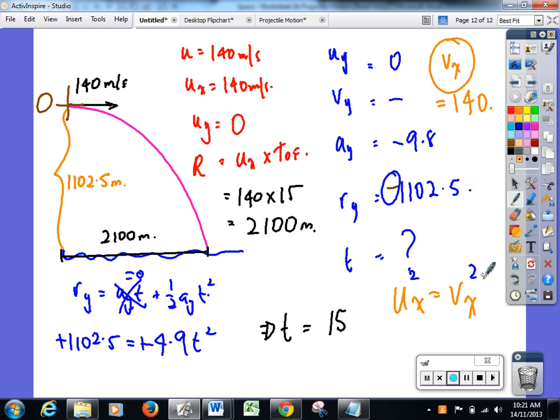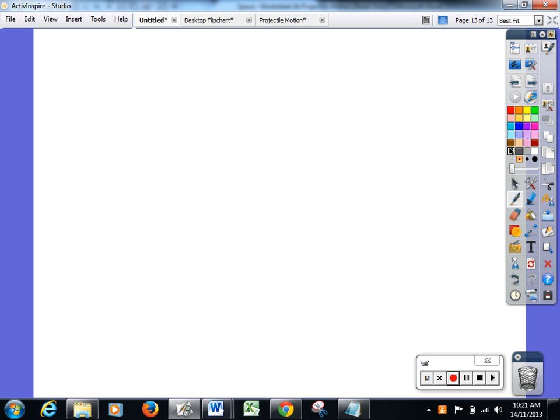Now we want to find Vy on impact. Vy is how fast it was moving downward when it strikes the ocean. To find Vy, this is the one that we're trying to find. So let's go to our UVART system again. Now, what is Uy for all of this motion? 0. This is what I want to find.